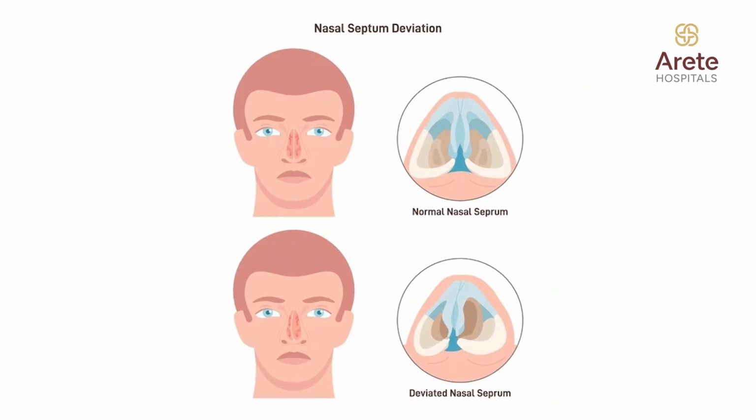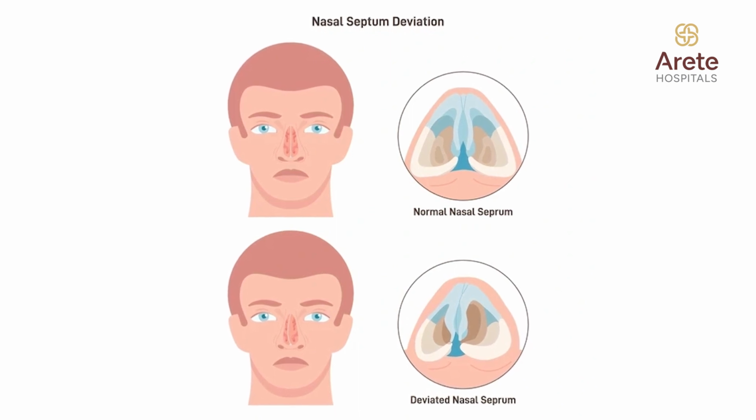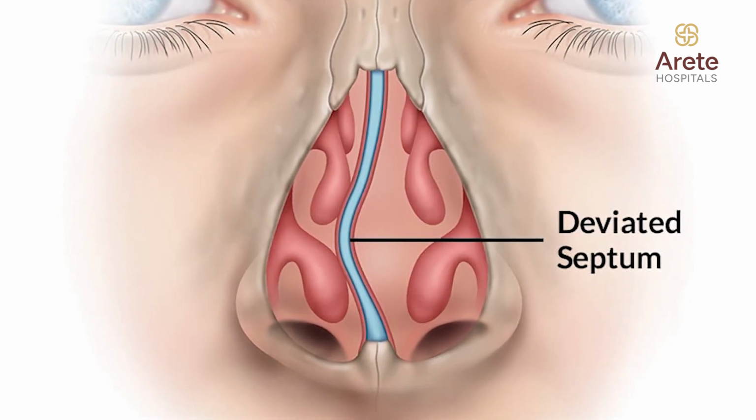Rhinoplasty is correction of the nose, wherein there can be deviations of the nose, bony part or the cartilaginous part. The cartilaginous part, depending on the septal deviation, can cause breathing difficulties, and if there is an external deviation of the nasal bones and cartilage which is causing a misshapen nose, that can be corrected.